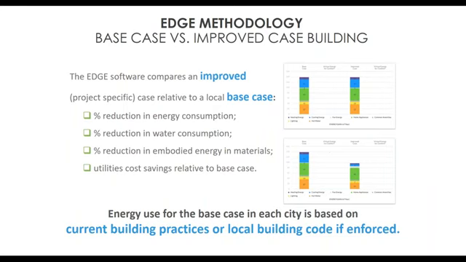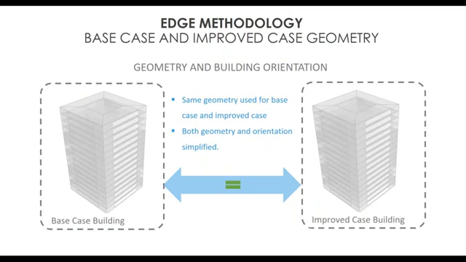Just to touch on the base case versus an improved case, Edge will take a base case, and everything we do is an improvement over the base case, which gives us our savings. It's actually predicted performance. The building geometry becomes simplified, so Edge uses a simplified orientation. It uses the same geometry for the base case and the improved case. The orientation of the base case is equally measured in all directions. Only the window to wall ratios and external shading in the improved case can be influenced by the user.